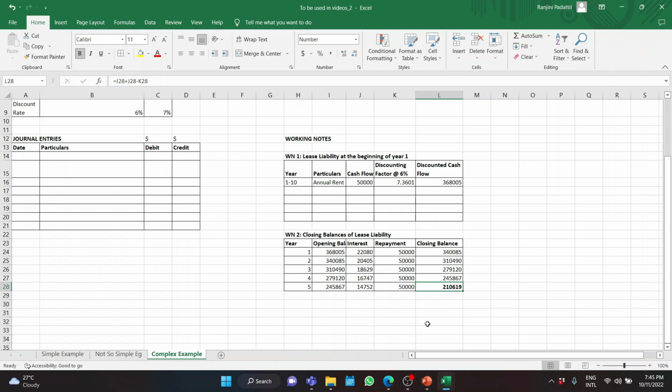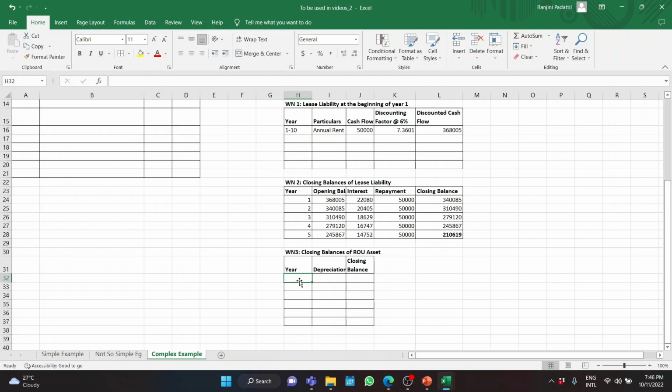Similarly, let us calculate the balance of ROU asset on the date of modification. Working note 3 is closing balances of ROU, 0 to 5. At 0, the opening balance was 368,005. Following the straight line method, you get the depreciation at 368,005 divided by 10. The closing balance is opening balance minus depreciation for the year. So the value of the ROU asset is 184,003.